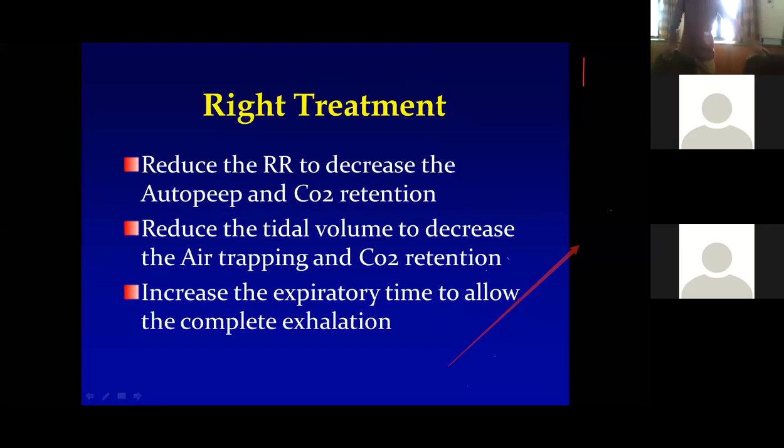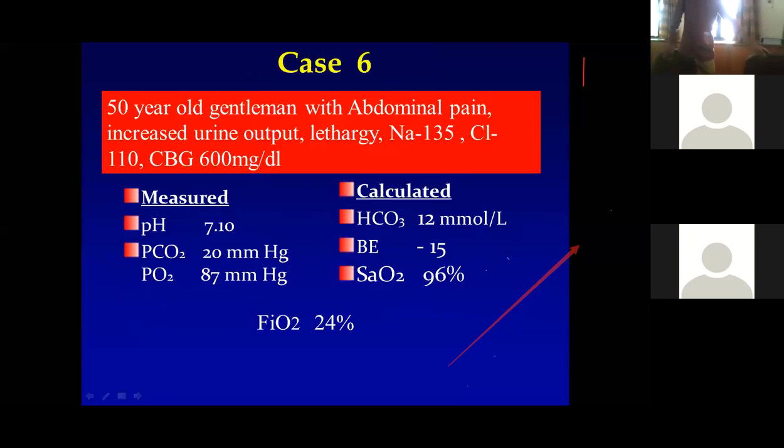Very good, B. So the right treatment is to reduce the respiratory rate, reduce the tidal volume, and increase the expiratory time. That is what you are supposed to do, so that it will be very helpful for the patient and reverse the condition, and the pH will become almost normal.